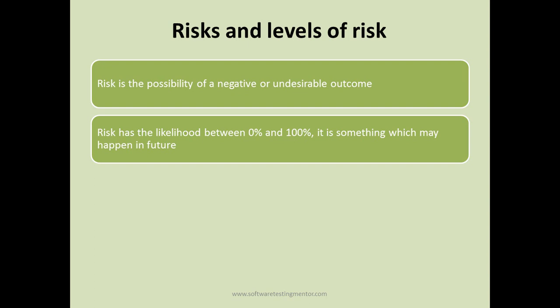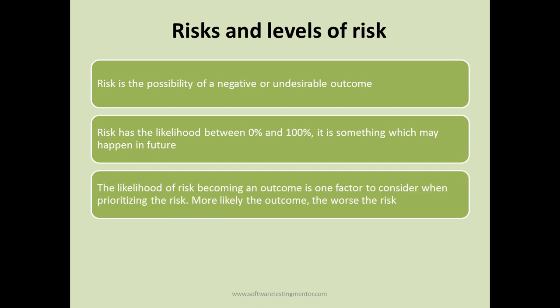So the likelihood of risk becoming an outcome is one factor to consider when prioritizing the risk. The more likely the outcome, the worse the risk. Based on the likelihood of risk, there is a scale from 0 to 100%. If the risk is more likely to happen, then when you are prioritizing, the high likelihood risks need to be considered and mitigated, because they might be the worst risks.